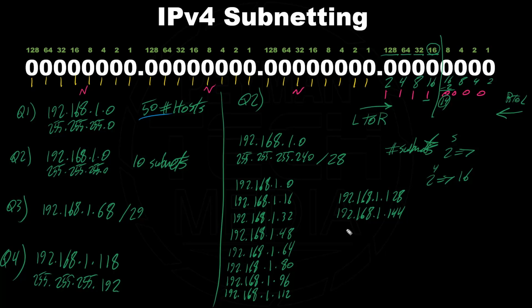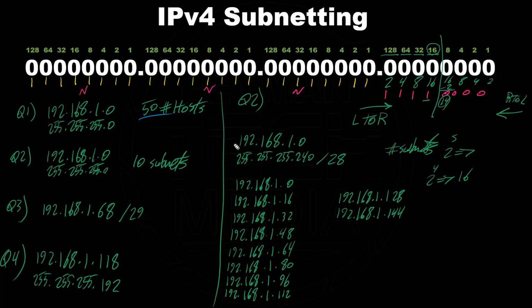So if we need more subnets, we can continue incrementing by 16. But of course, we know this will give us up to 16 subnets. When we get to 256, that's where the invalid IP address. So to quickly recap, for this question number 2, they gave us the network address and the default subnet mask, and they said we need 10 subnets.